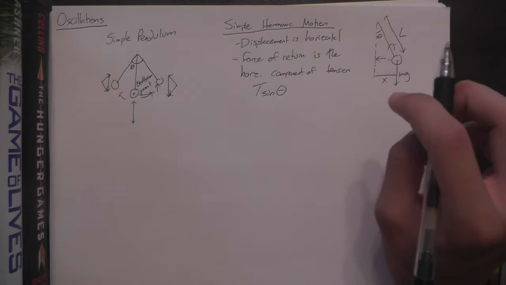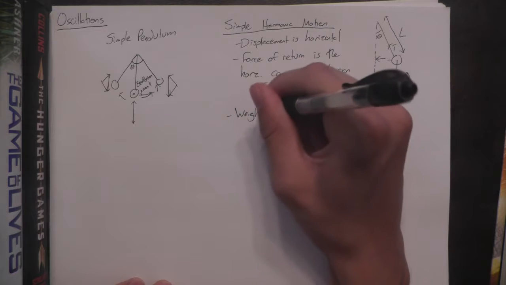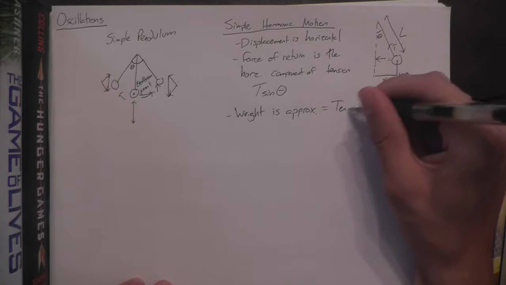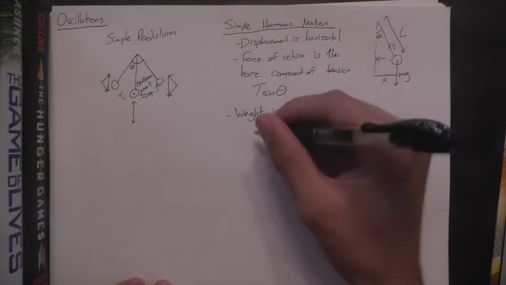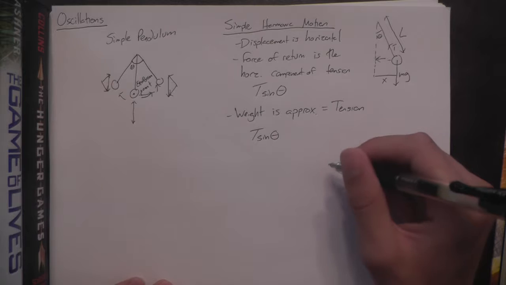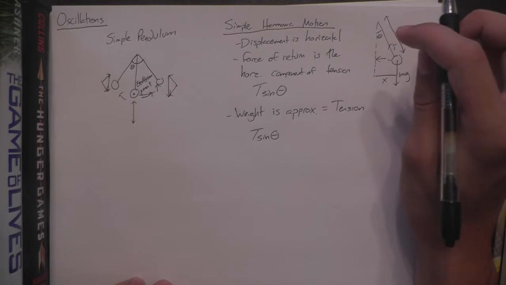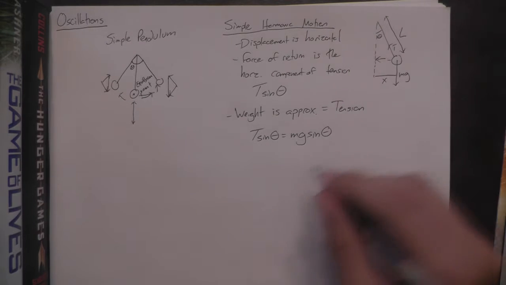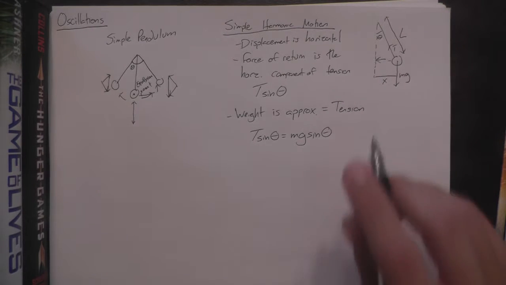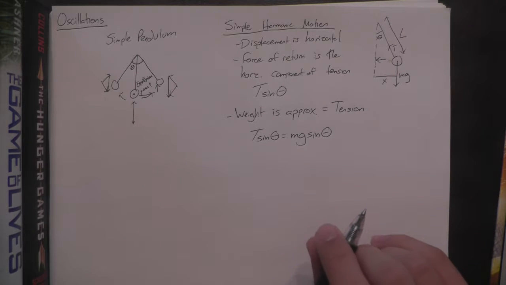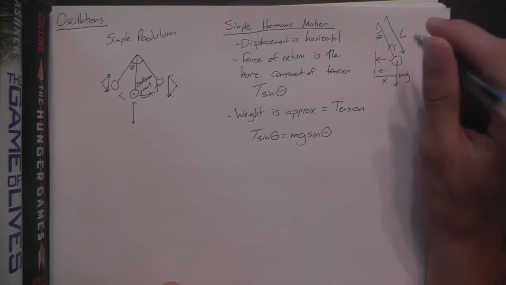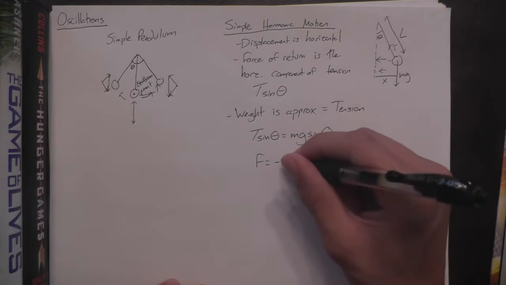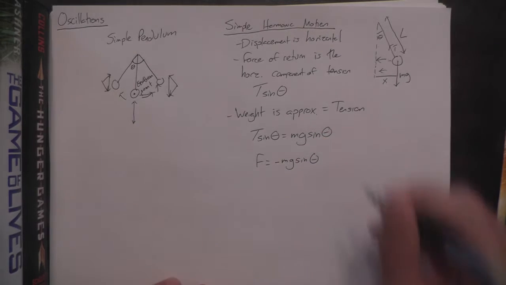And then we can also assume that weight is approximately equal to tension. So that would mean, in this case, that the component of the returning force here is going to be the same as the weight returning force. The component of tension is equal to the component of gravity in this case. Now, it's going back, it's going in a negative direction, so we can make this negative. Let's say that the returning force equals negative mg sine theta.